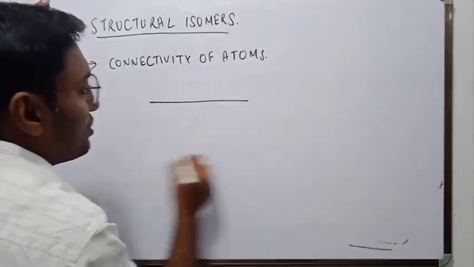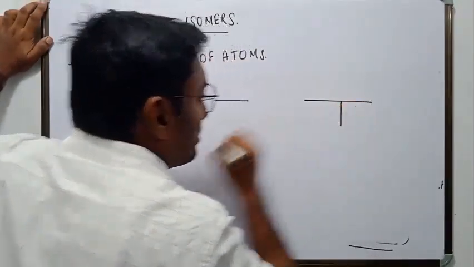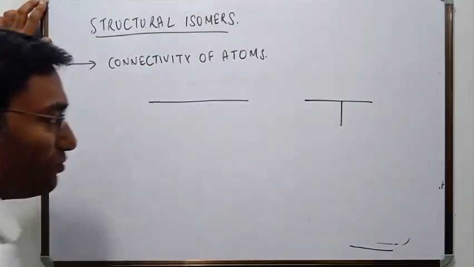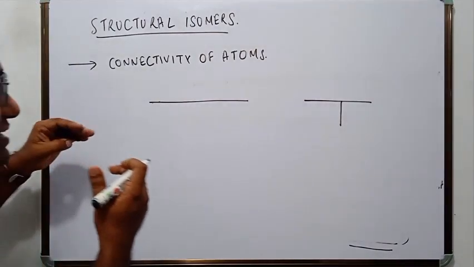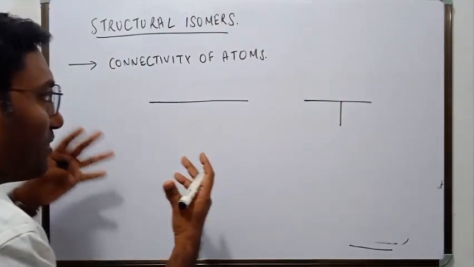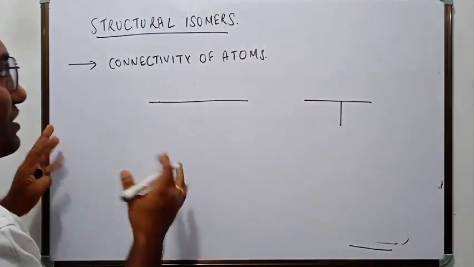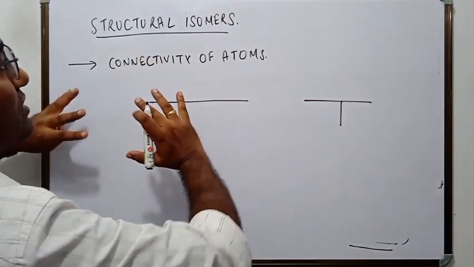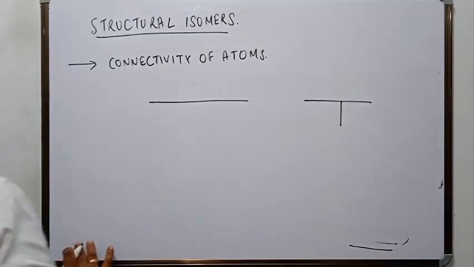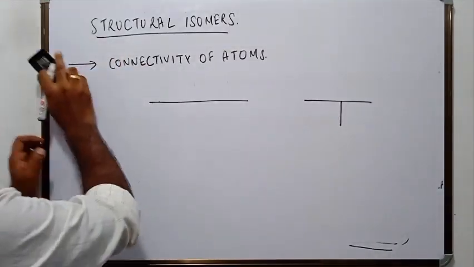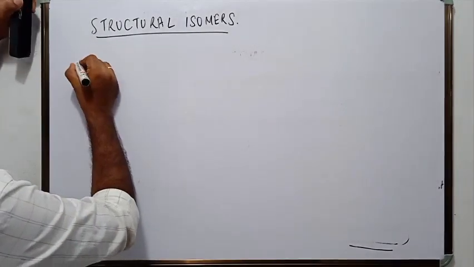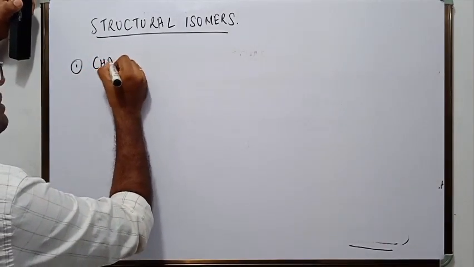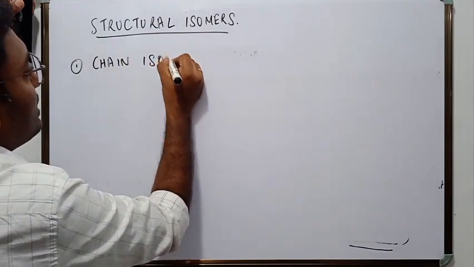Suppose this is one molecule and this is a second molecule. The way the atoms are arranged in the molecule may be different. The way the atoms are combined to each other may be different. Such isomers are called structural isomers. Now there are four subtypes of structural isomers. The first is chain isomerism.